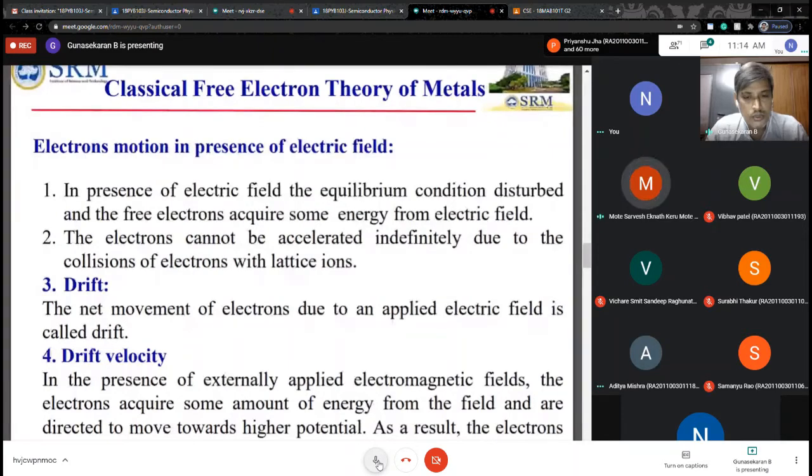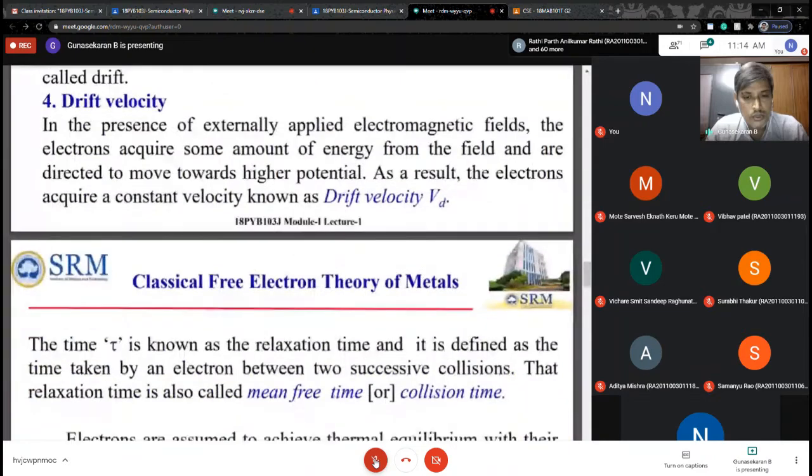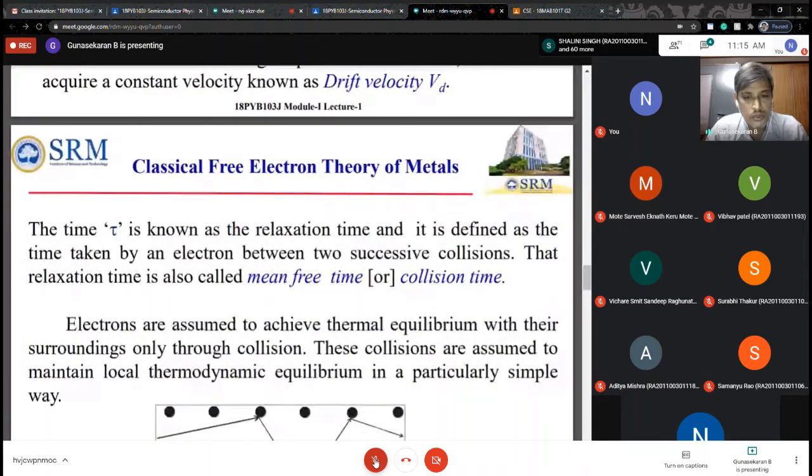For example, the electrons are moving now. What is the meaning of relaxation time? The electrons are moving here and there, and the time taken between two successive collisions, for example, they may come to rest. Here tau is the relaxation time. So the time taken by the electron between two successive collisions is called the relaxation time, or mean free time, or collision time. It is denoted by the letter tau.